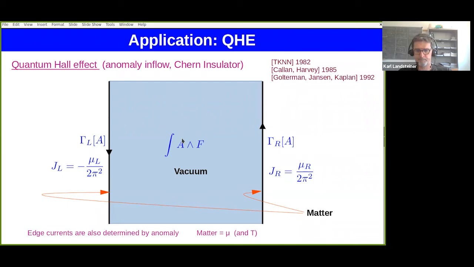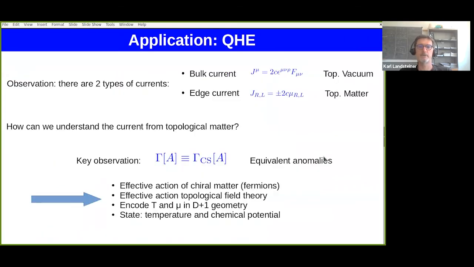And so what's interesting is that the number, this current here, is also related to the anomaly, which I will argue now. So this I said already, there are sort of two sorts of currents which play a role here. There is this bulk current coming from the Chern-Simons term, but there is also this edge current, and this edge current depends on a state parameter of the edge theory. Namely, it depends on the chemical potential. It depends on how many of the available states you have actually filled.